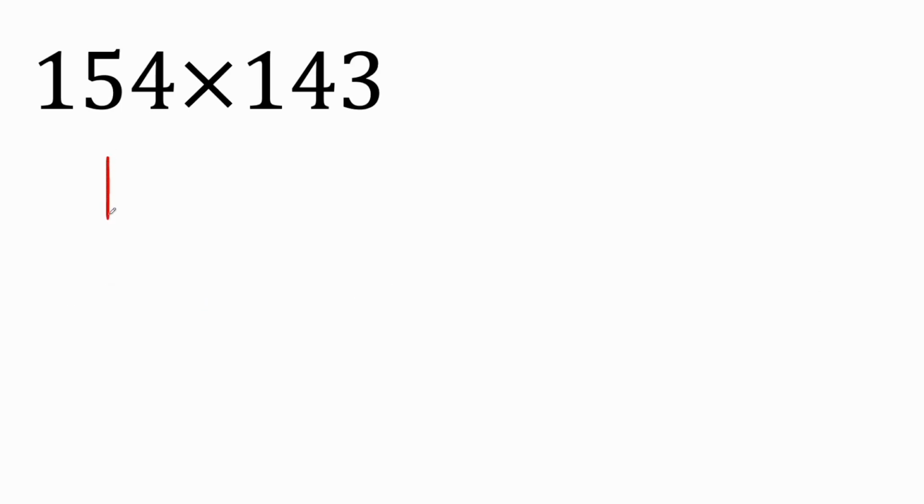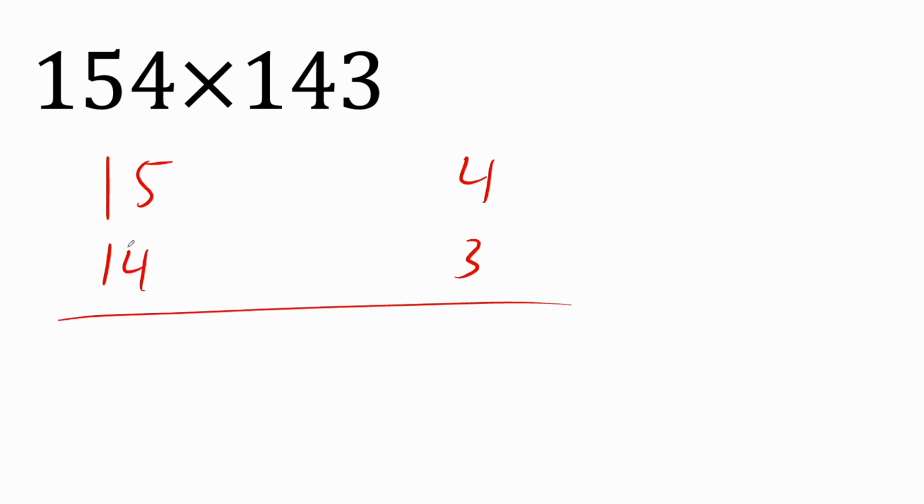Okay, this will be our last one. We can say we have 1, 5, so 15 and a 4. And this piece we can say we have 14 and 3. So the vertical piece. So 15 times 14 is 210. 4 times 3 is going to give us 12.